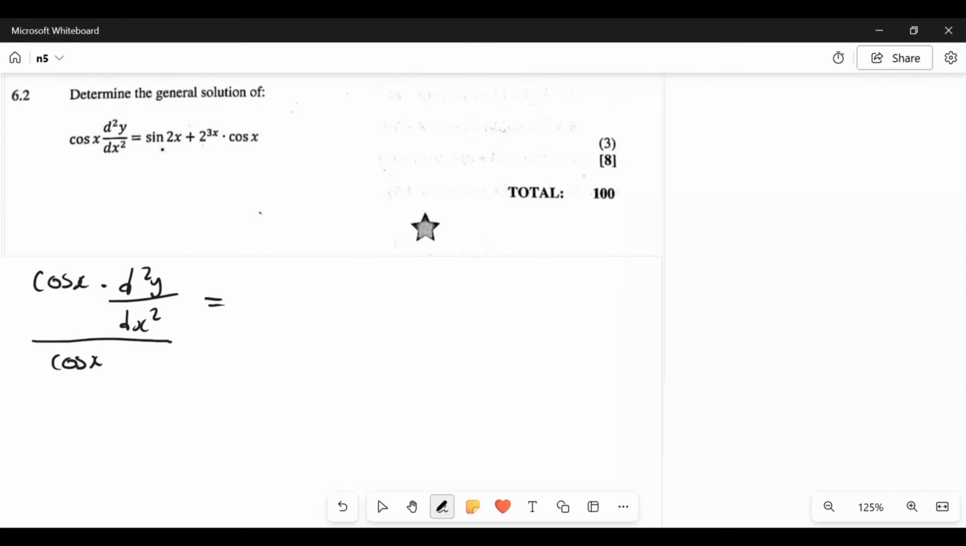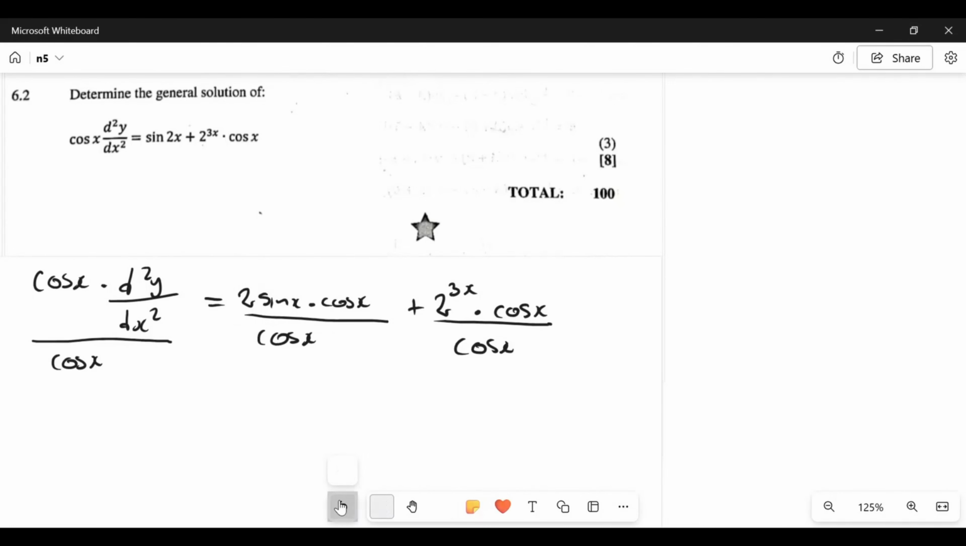We have sine 2x. Guys, sine 2x is a double angle identity for sine, so we can write it as 2 sine x multiplied by cos x there. Let's not forget, we also have to divide this by cos x. There we go. Plus, we have 2 to the power of 3x multiplied by cos x, and this we also have to divide by cos x. So what we did here, we divided by cos x through and through. What you do on the left-hand side, you must also do on the right-hand side. As for this one here, that is a double angle identity for sine.